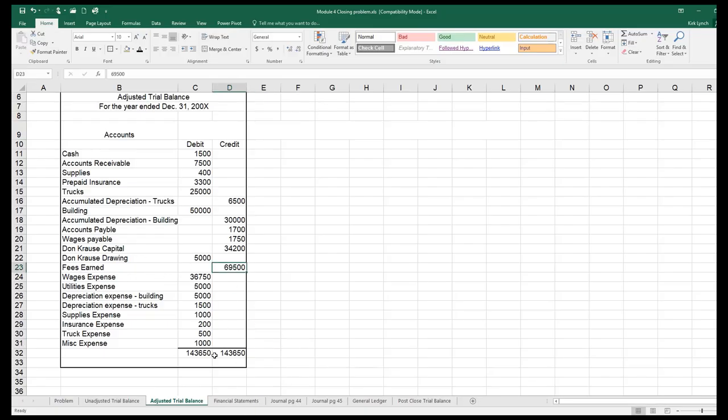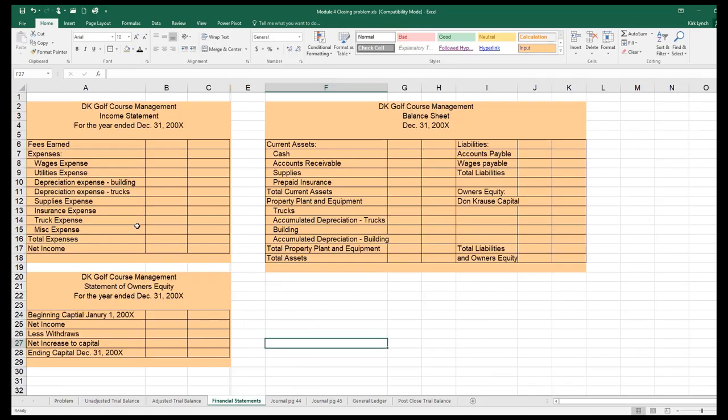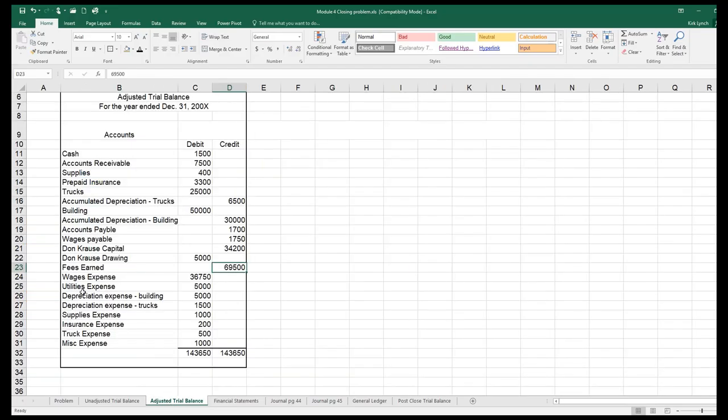We need our revenue. $69,500 is our revenue, and so since we only have one revenue account, $69,500. Our totals go in the right-hand column. Subtotals go in the left-hand column to make things easy to do. So since there's only one revenue account, our total revenue, $69,500. Now we're just going to enter these different expense amounts here from our adjusted trial balance. And so right here is wages, $36,750, and utilities is $5,000.